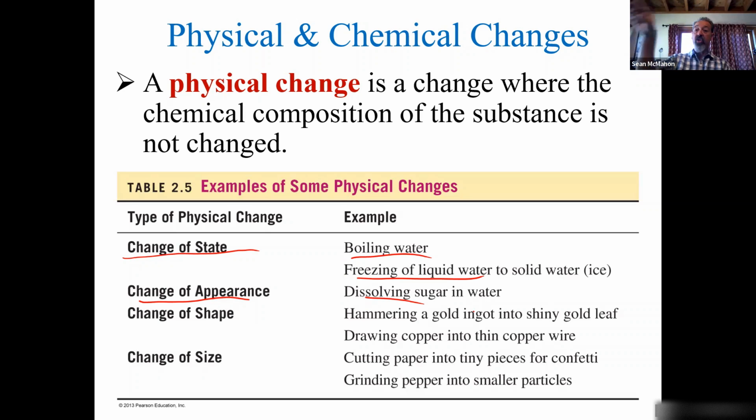So when I dissolve salt in water, that's a physical change. I separate the ions. It's not a chemical change because when I drink the water, it tastes salty. It still tastes like salt. I can change shape, right? Like I said, hammer things, still a metal. And I can change size, right? I can take a piece of paper and cut it, still paper.